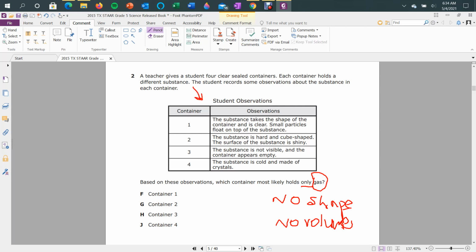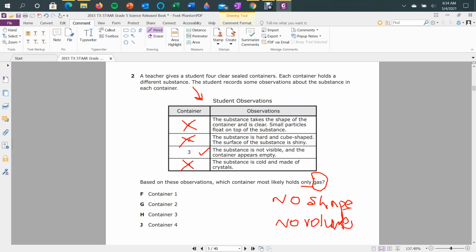Container 1 holds the substance, takes up the shape of the container, and is clear. Small particles float on top. Well, we don't see small particles floating around in the air, so I don't think that's it. All right. The substance is hard and cube-shaped. Nope, it doesn't have a shape. The substance is not visible. Okay. And the container appears empty. That looks like a possibility. All right. The substance is cold and made of, you know, that's not right.